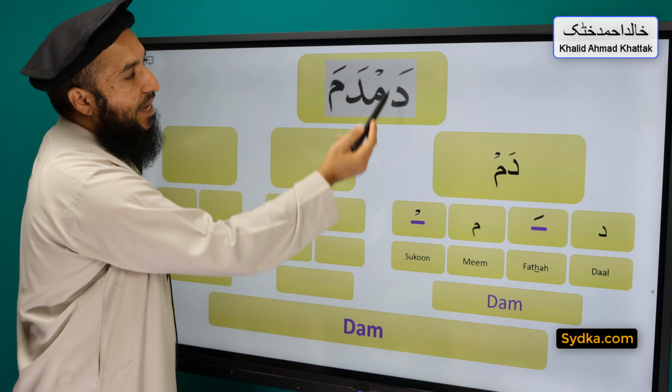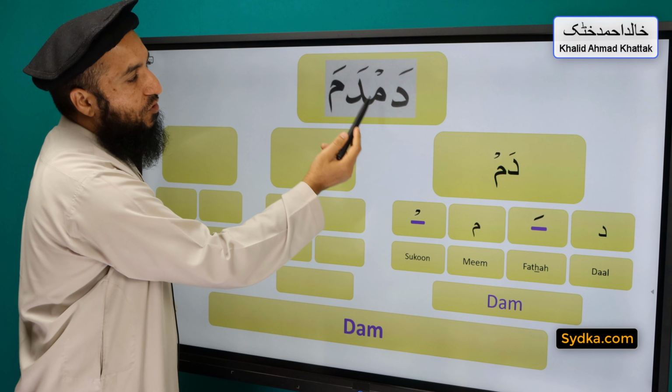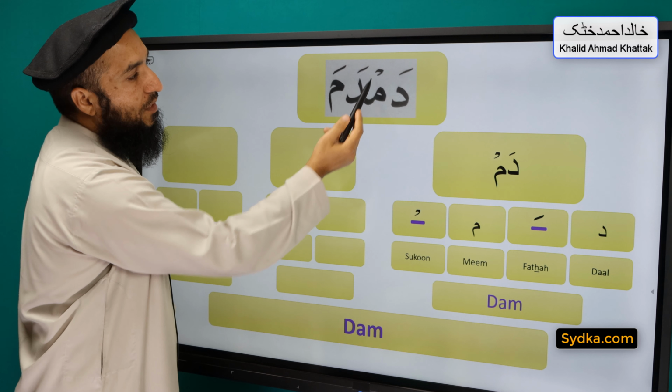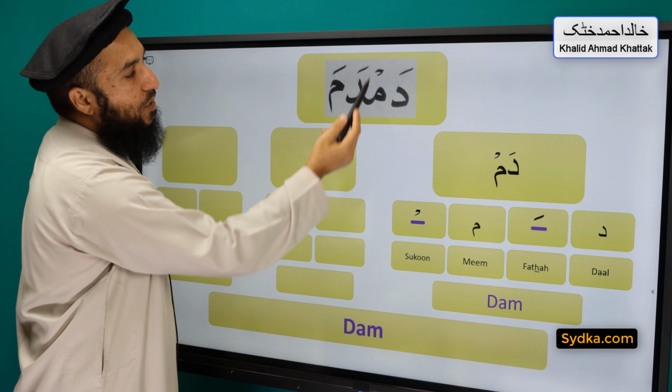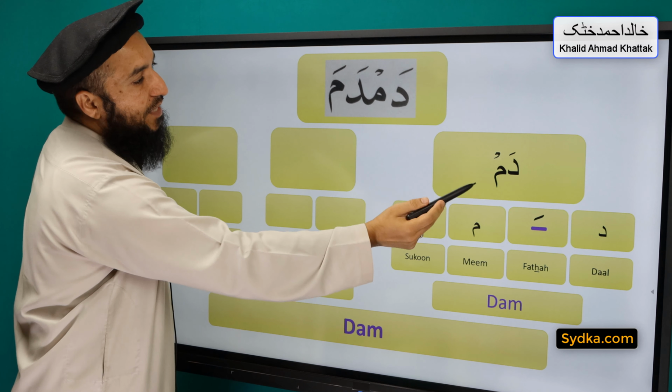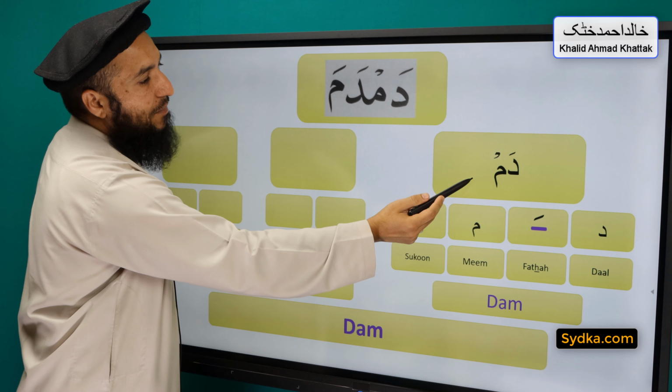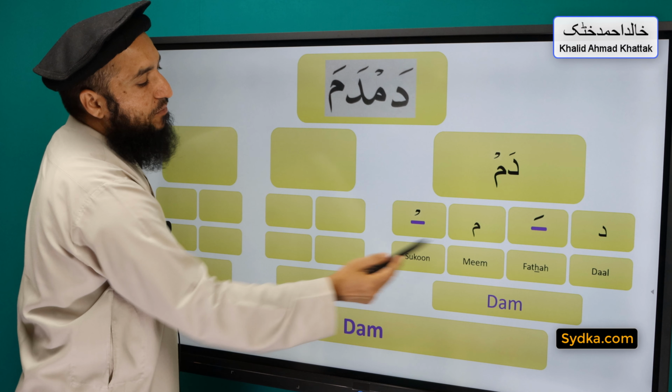Dal is a light letter, it has fatha on top of it, it is followed by mim, and mim has a sukoon. Dal fatha mim sukoon, dam.